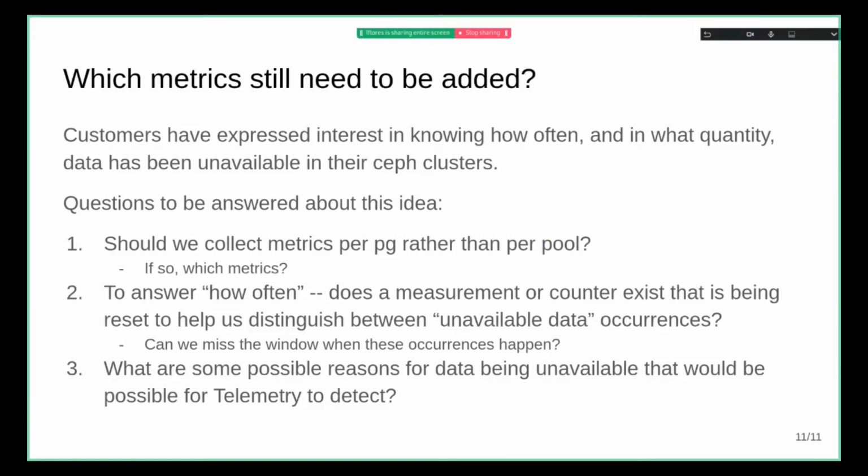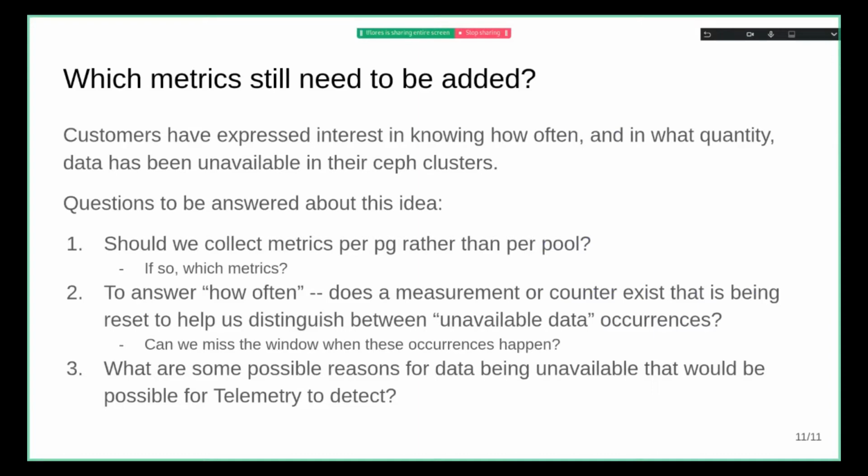And this idea is probably the least fleshed out idea we have, but it's still really interesting to talk about. So maybe you all will have some ideas about what kinds of metrics would be helpful in detecting occurrences of unavailable data. And that's all I have to share for this presentation. While I have the slides up, does anybody have any questions?